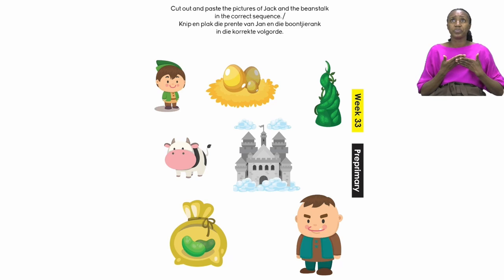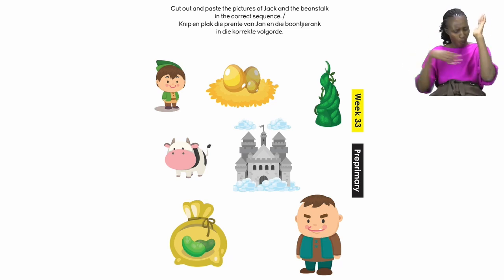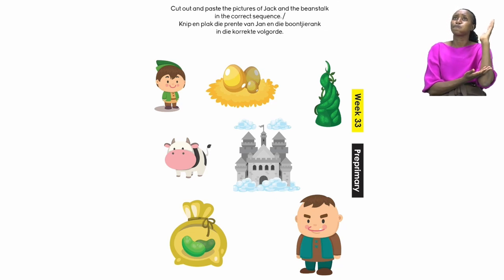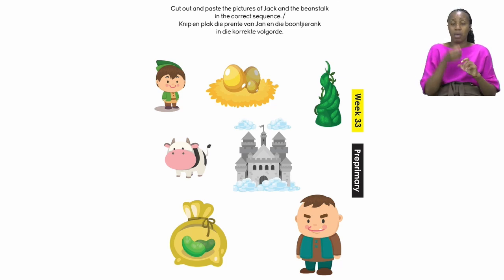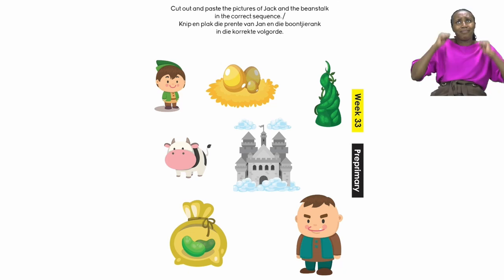Jack's mother took an axe and chopped down the beanstalk. The giant fell and crashed to the ground. Nobody saw him again. With the golden eggs and the magic harp, Jack and his mother lived happily ever after. The end.